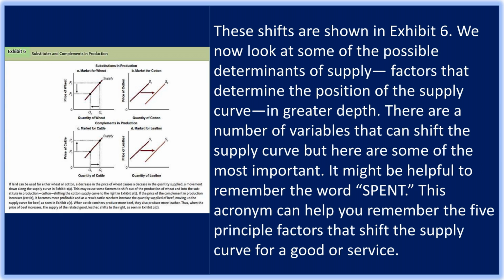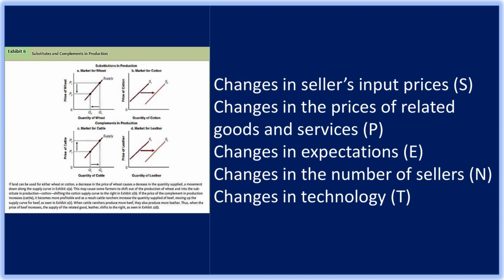We now look at some of the possible determinants of supply, factors that determine the position of the supply curve, in greater depth. There are a number of variables that can shift the supply curve, but here are some of the most important. It might be helpful to remember the word SPENT. This acronym can help you remember the 5 principal factors that shift the supply curve for a good or service. So what does SPENT mean?